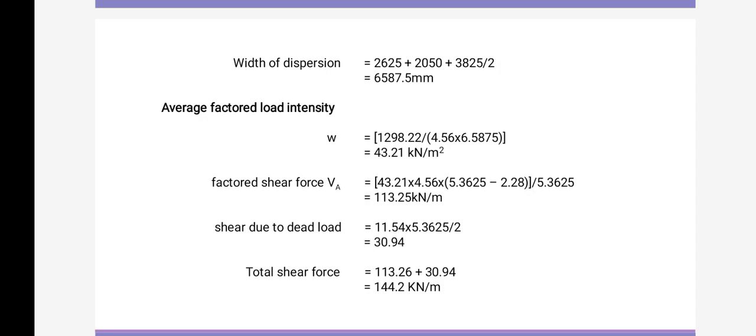So factor CFOs is 113.25 kilonewton per meter. Then CS due to the dead load is equal to 11.54 into 5.3625 divided by 2. That is the WL divided by 2. That is the CFOs formula. So answer is 30.94 kilonewton. Total CFOs is equal to 113.26 plus 13.94. So answer is 144.2 kilonewton per meter.